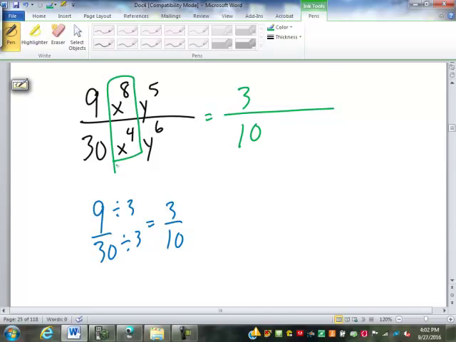What do I do with the x's? Okay, it's going to be top or bottom? Top, because the larger power is on top. X to the 8th is bigger than x to the 4th. Power will be 4. 8 minus 4 is 4.